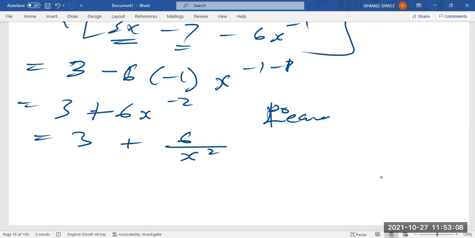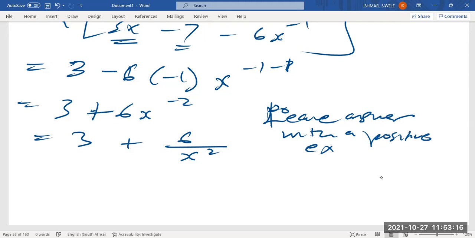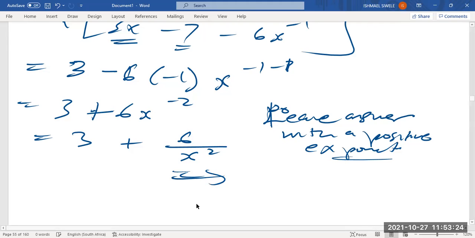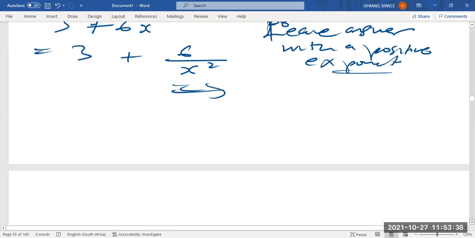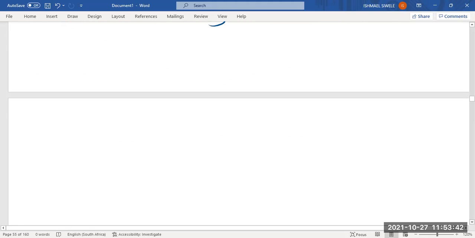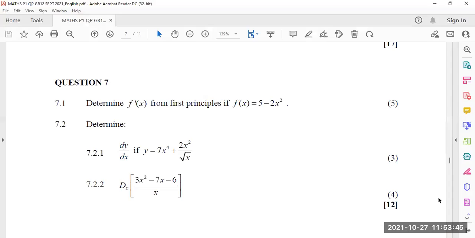Leave your answer with a positive exponent. Okay, so you see this one here, they didn't tell you that, but I'll advise that you must always do that. And if you have done everything that I did there, you'll get yourself 12 marks. You see, it's easy. So the idea of solving past papers, like I've said, it's not a variety of final exam, but it's just to train you on what it is that you're supposed to expect.